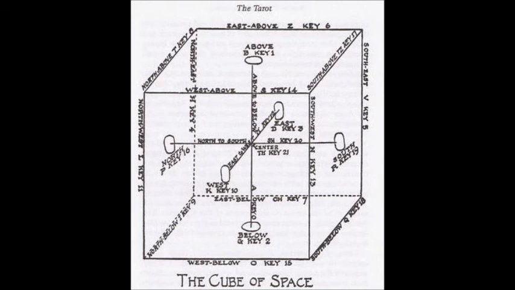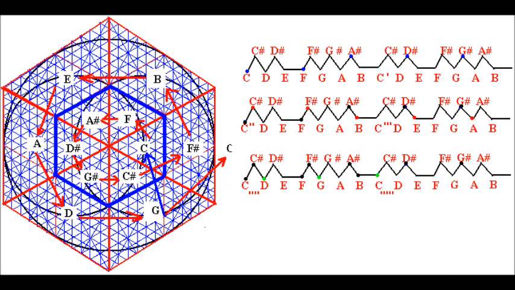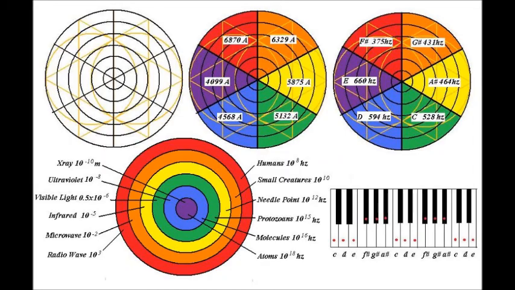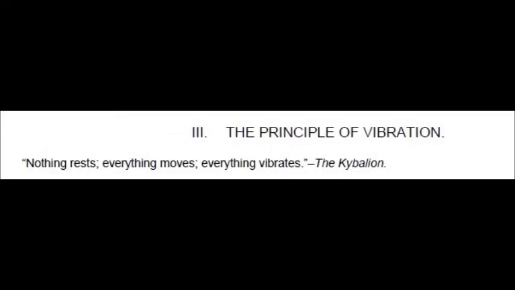And this is the cube of space with a tarot key as well. And this is the hypercube as well, and the octave is on the outside, and it's Pythagorean. And this is from the Kybalion. It's a Hermetic writing, and they're talking about vibration.